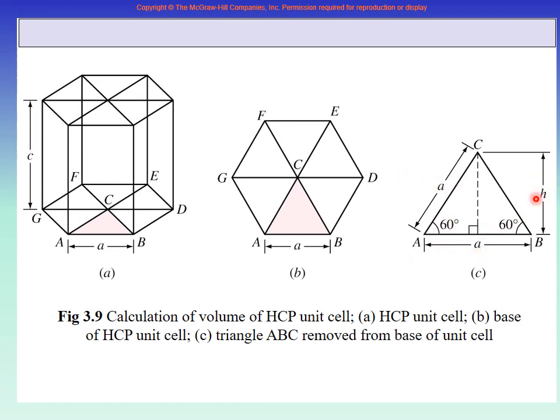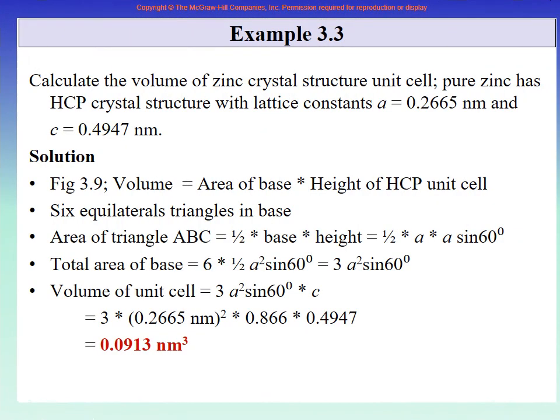So you will find the value of H from here, and half base into height. So half into A into H will be the area of one triangle. Let me quickly do it. Half base into height: half A into A sine 60. Therefore, A squared sine 60 over 2 is the area of one triangle, and there are 6 like this. So 6 times this is 3A squared sine 60. This is the area of the hexagon, and multiplied by C, you get the volume of the whole HCP.